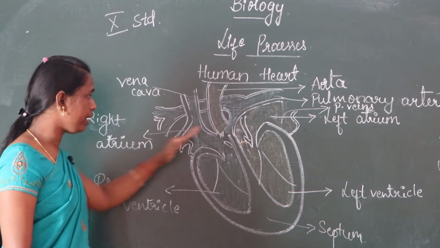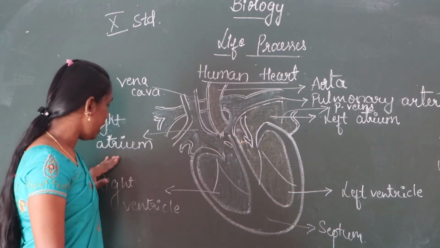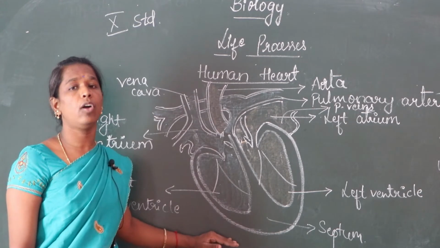And the right ventricle, the next portion, the right ventricle dilates, means it contracts.